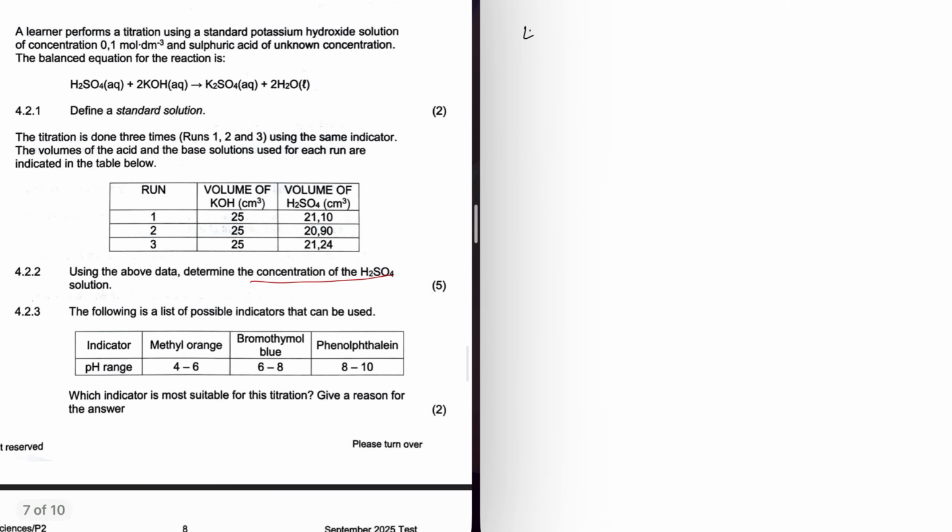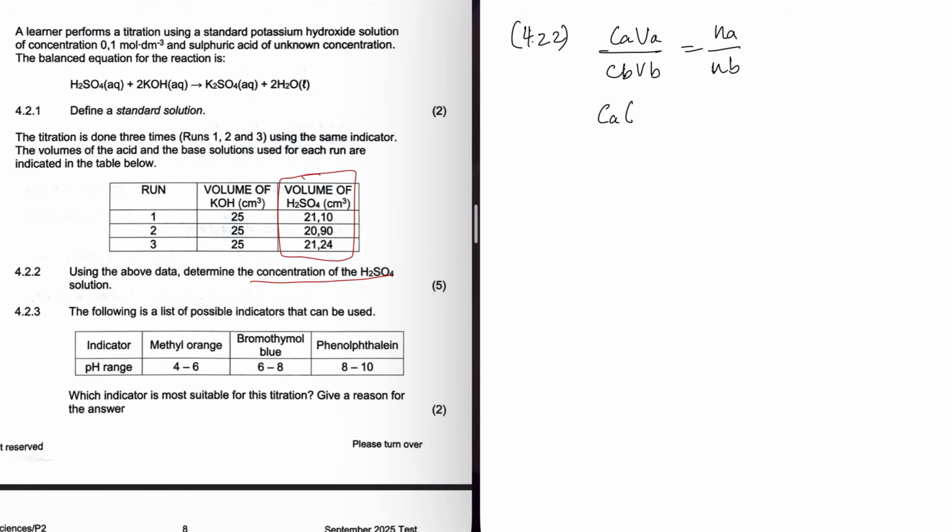Now, this one is quite easy because for a titration, we can use the formula CAVA divided by CBVB is equal to NA over NB, where the subscripts A and B represent acid and base respectively. So we want the concentration of the acid. So CA is the thing we want. VA, the volume of the acid, is given in this column.